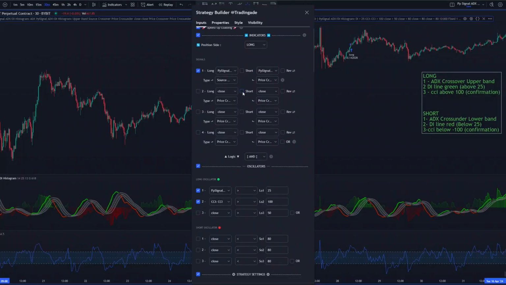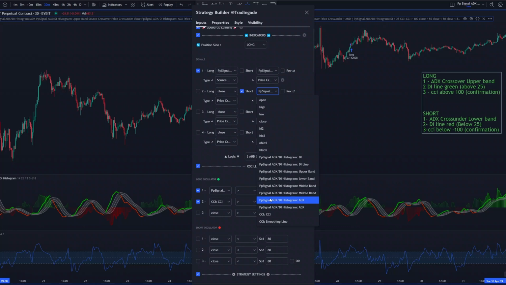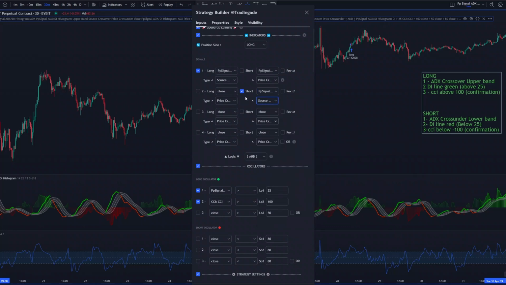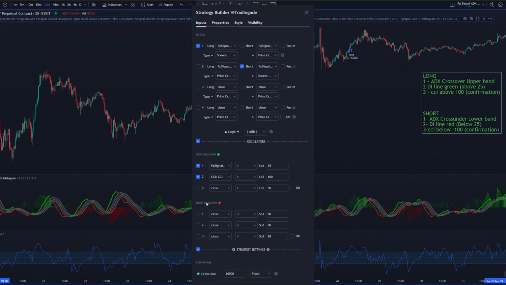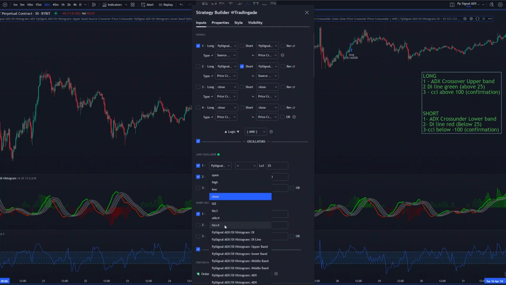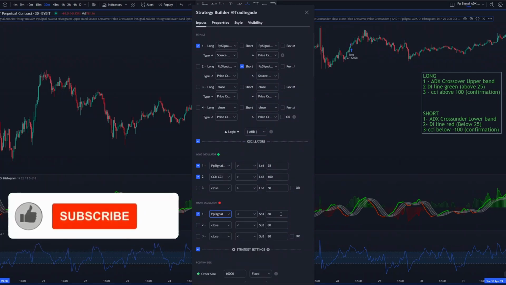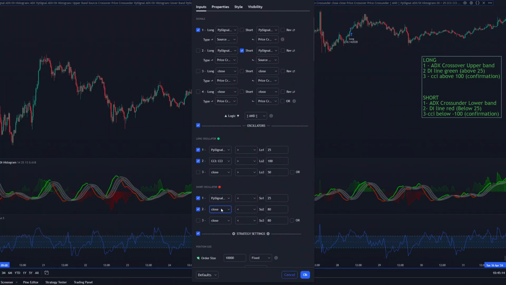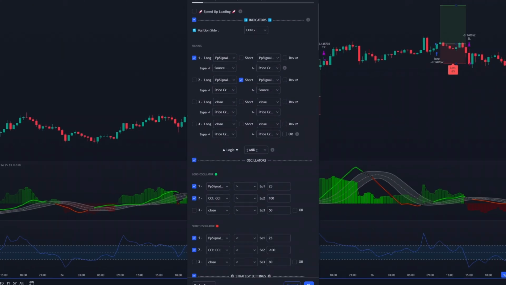So we turn on the short signal, we need the ADX to cross under the lower band. Then we go in the short oscillator section, we turn on the first signal, we select the DI, and it must be below 25 level. Then we turn on another signal, and the CCI must be below minus 100. And that's all. We can check some entry signals onto the chart.